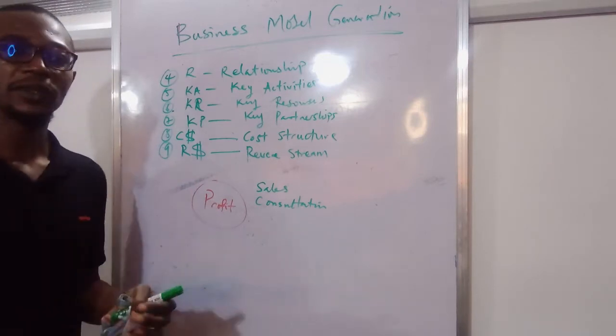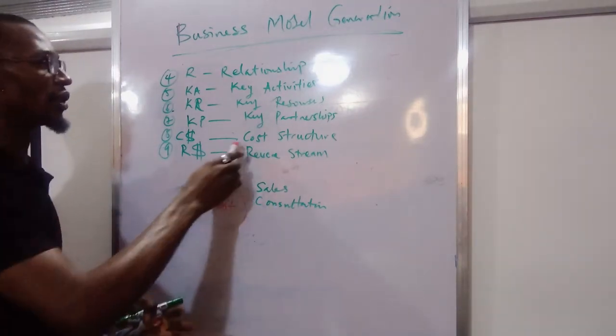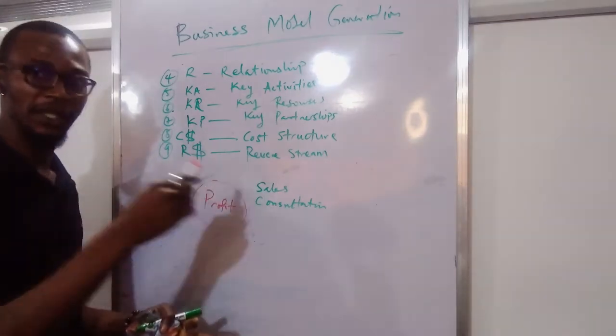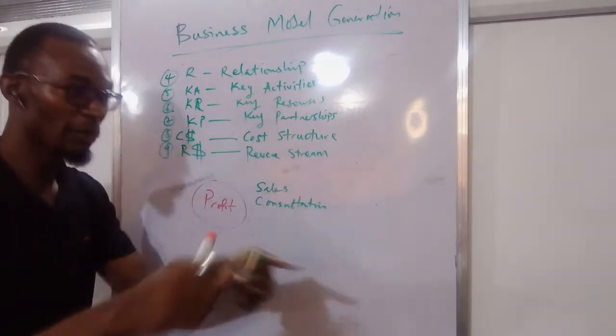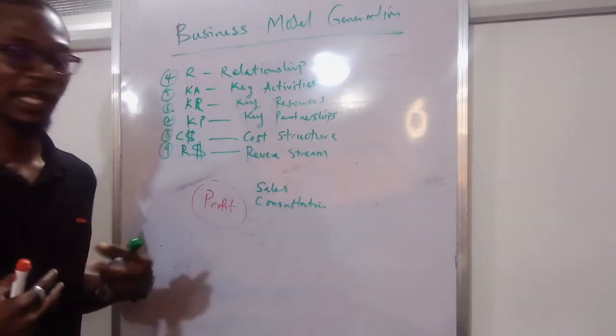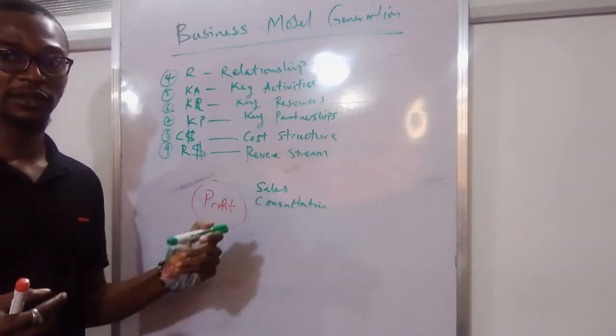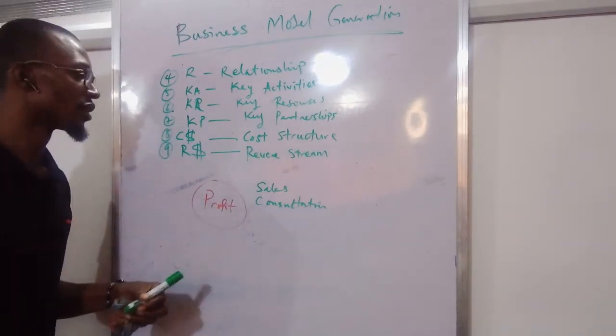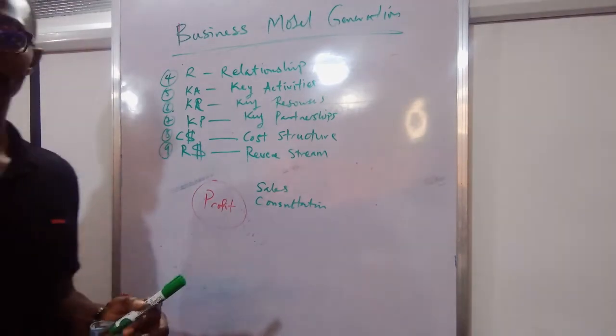Profit is now, okay, people have paid us. We've removed our costs. This is how much is left. This is our profit. Exactly. Any questions?